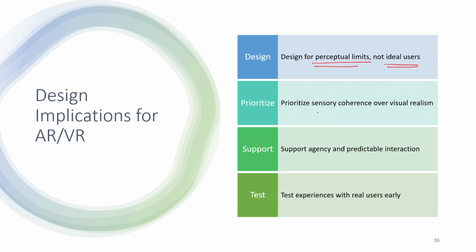We need to prioritize our sensory coherence over visual realism. In our efforts at visual realism, we may create very photorealistic images for instance, but if there is no coherence between our senses, then the users will feel a loss of presence and immersion. We need to support users in having agency in the real world.